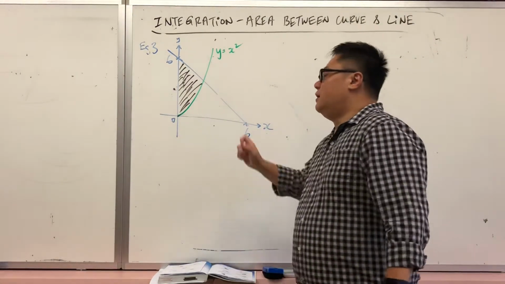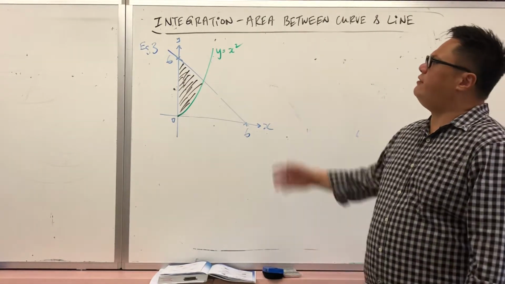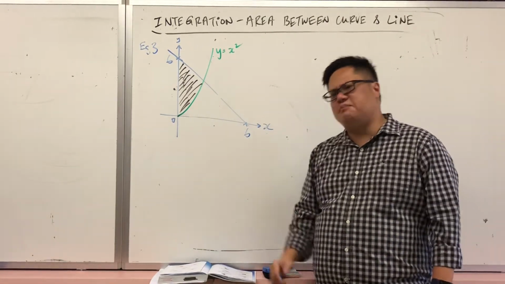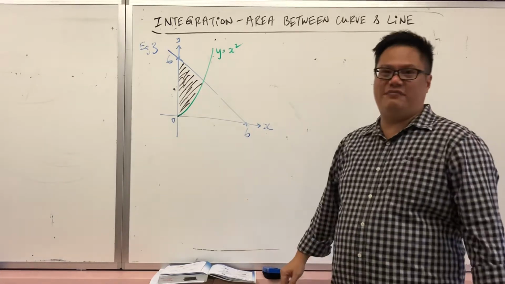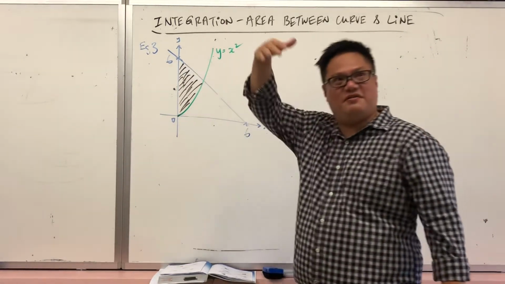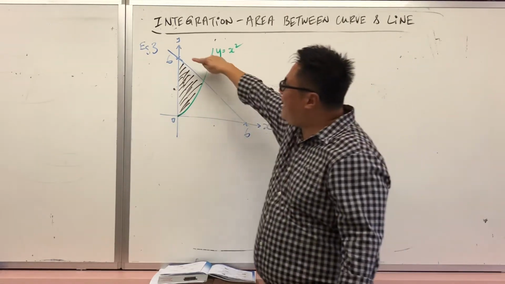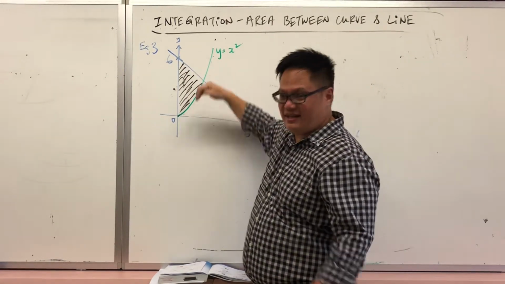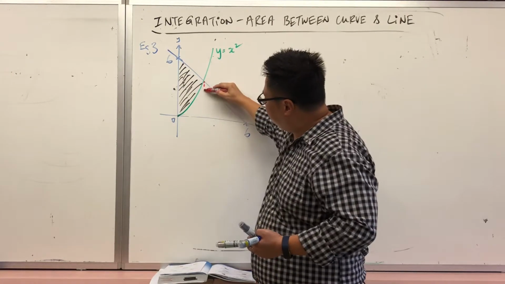Okay, so let's look at example 3. How is example 3 different from our previous example? You look carefully now, instead of the line above the curve, what do you have? Instead of the curve above the line, now you have the line above the curve. You realize? Look here.